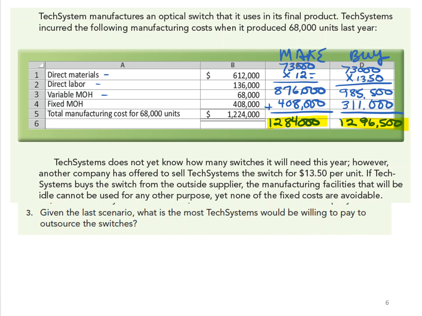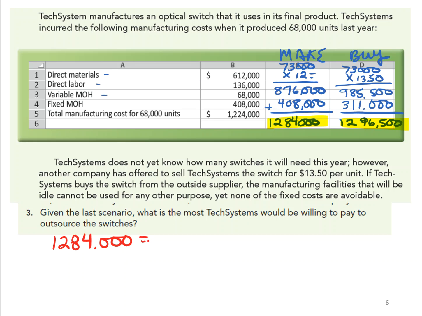Okay, and there's one last part to this problem, and it asks us, given the last scenario, what is the most that TechSmith would be willing to pay to outsource the switches? Well, we already know that we won't pay more than what it's going to cost us in-house to make. So we can say that our costs, which are the variable and fixed costs to produce the switches, is $1,284,000. And the way we got that was by taking this number of units, 73,000, times $12 per unit, and then adding our fixed costs.